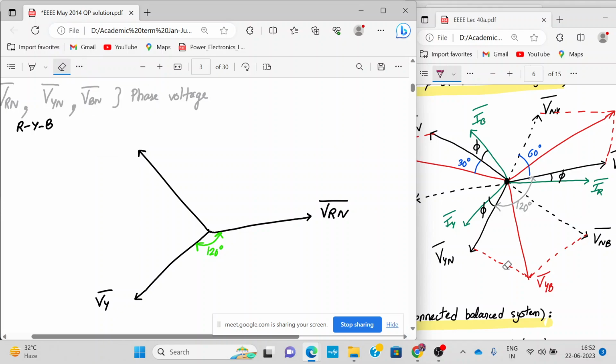Okay, while writing I wrote this. It should be VYN only and VBN. Is this thing clear to you? This much is clear to you? So all of them will have a phase difference of 120 degrees. Easy so far?